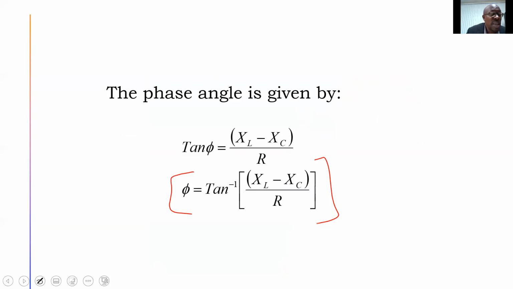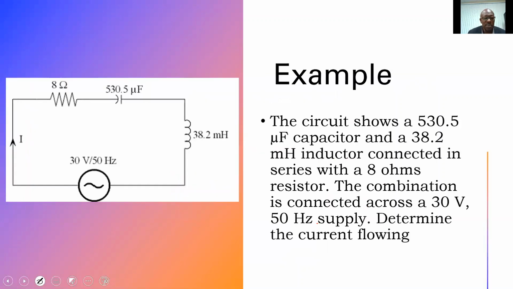So the best way to try and understand this is by jumping into an example. So here is our circuit. We have here a series connection of an 8 ohm resistor, a 530.5 microfarad capacitor, and a 38.2 millihenry inductor connected across a 30 volt 50 hertz supply. We want to determine the current flowing.